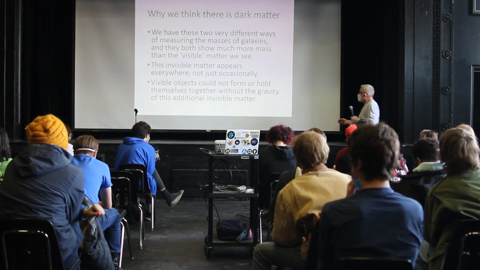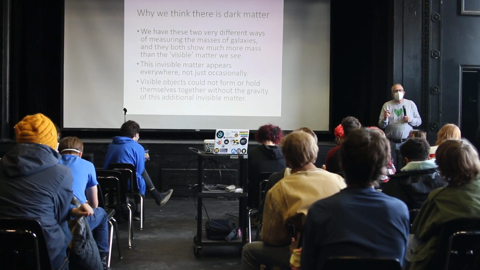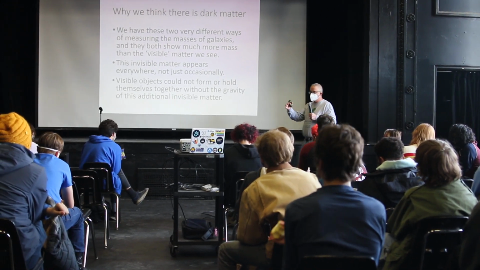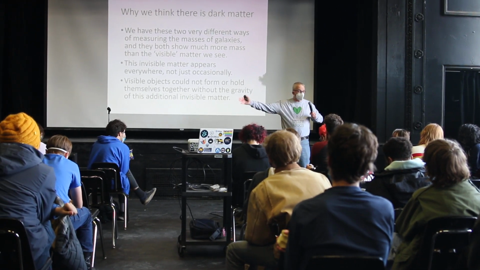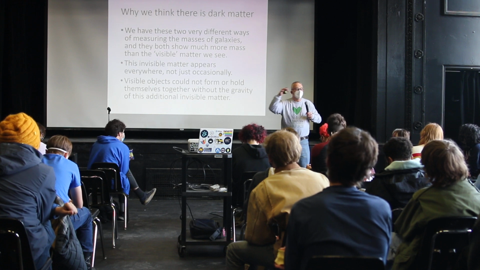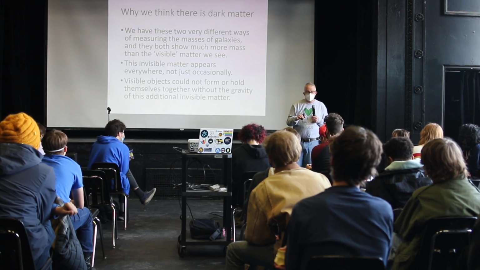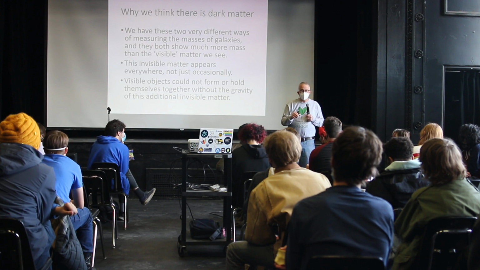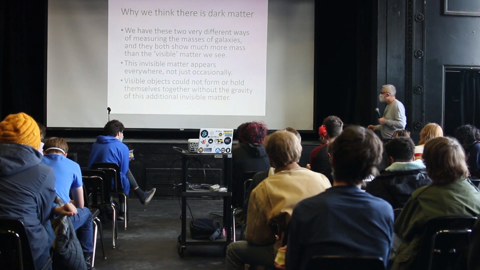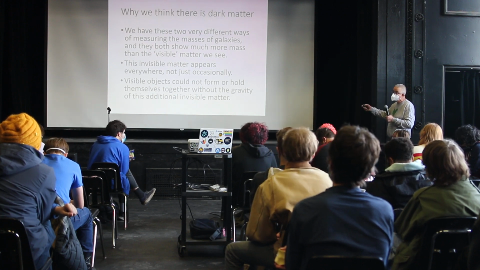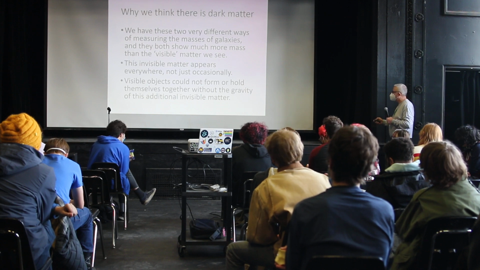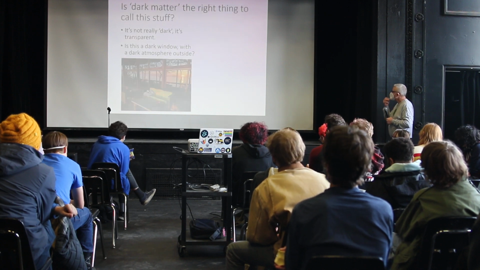Okay? Visible objects could not even form or hold together. Remember what I said about the Coma cluster? If it was moving that fast, it would fly apart without this invisible matter to hold it together. The Milky Way would fly apart without invisible matter to hold it together. So we know it's really there. We see its effects. We don't see it. But we see its effects through its gravitational effects.